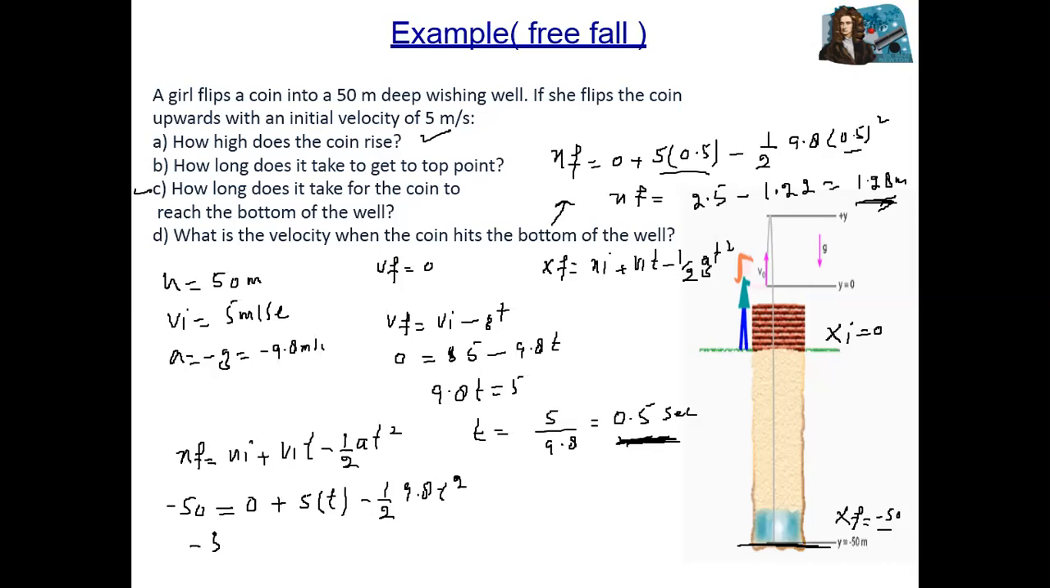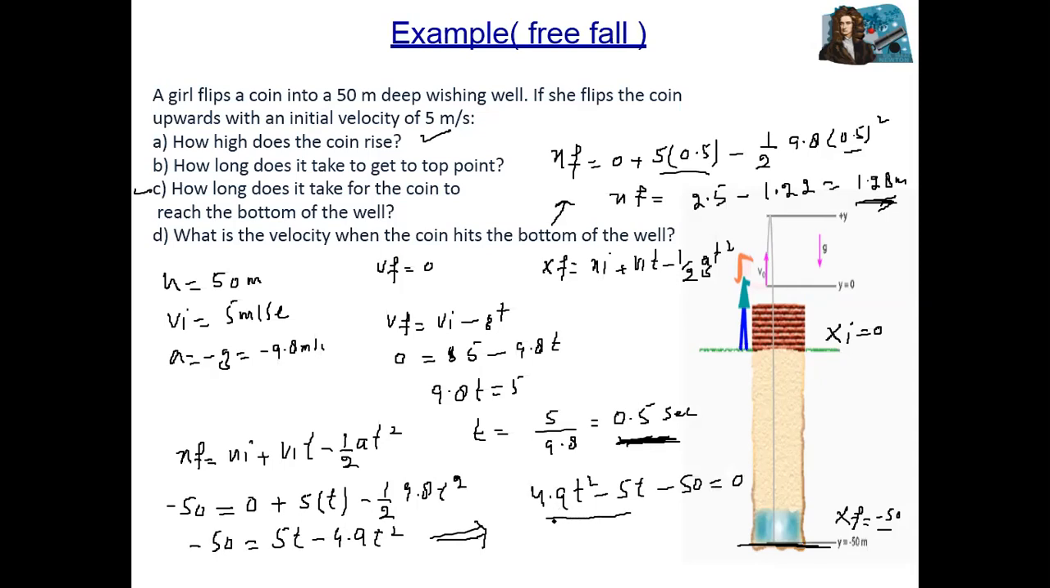We can write minus 50 equal to 5t minus, 9.8 divided by 2 is 4.9, 4.9 multiplied with t square. Now you can see this equation is a quadratic equation. So if you transfer the 4.9 t square and 5t to the other side, the arranged form will be 4.9 t square minus 5t minus 50 equal to 0. So now it is a quadratic equation.